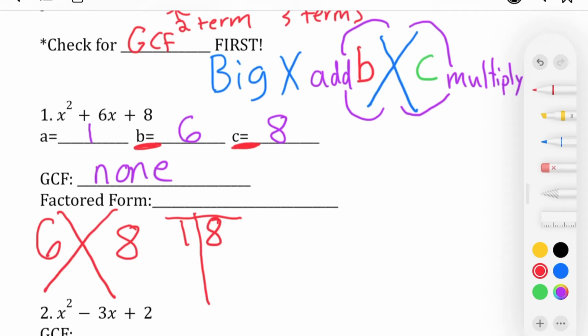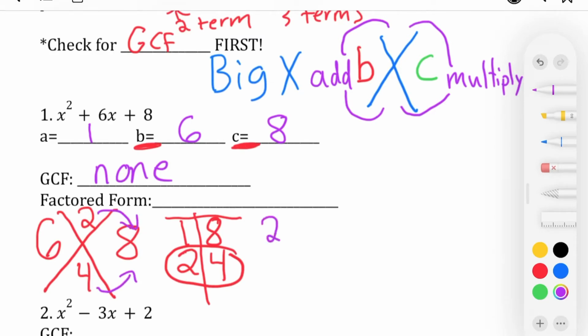So let's keep going. The next number is 2. Can 2 go into 8 evenly? Yes. 2 times 4 is 8. Can we add and subtract 2 and 4 to get to 6? Yes. So those are our magic numbers, 2 and 4. We can multiply 2 and 4 to give us 8. We can also have 2 plus 4 to give us 6.